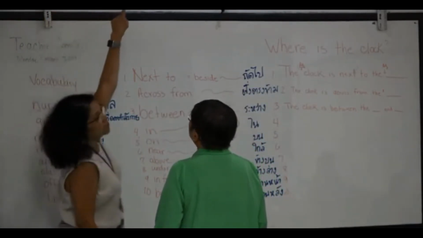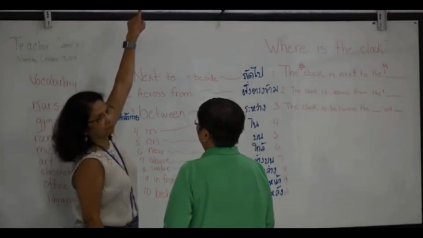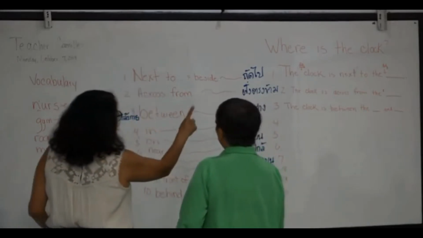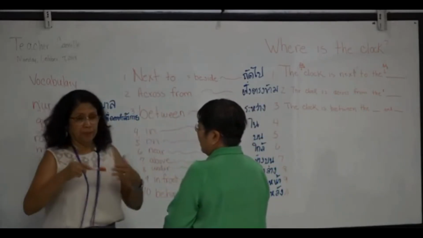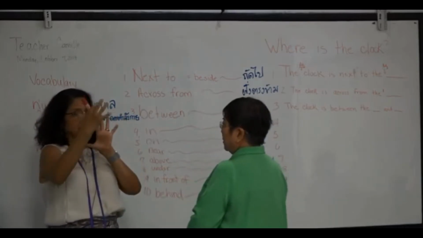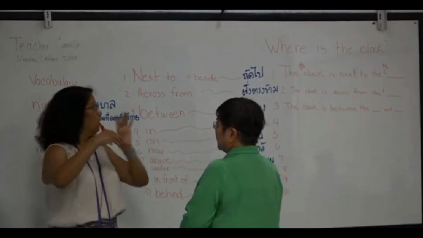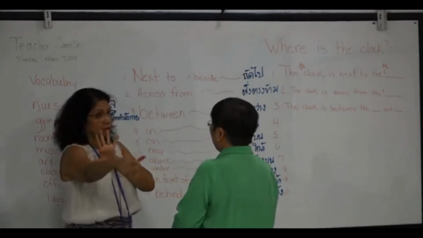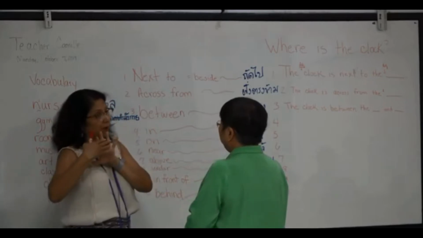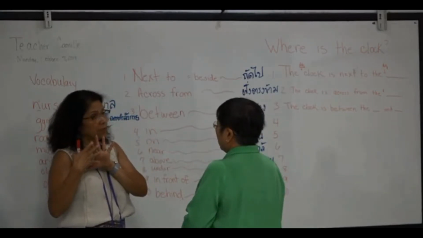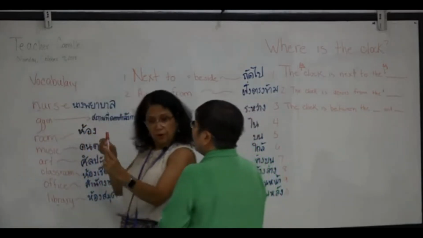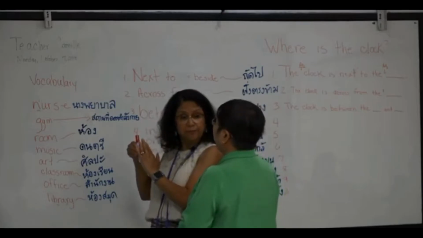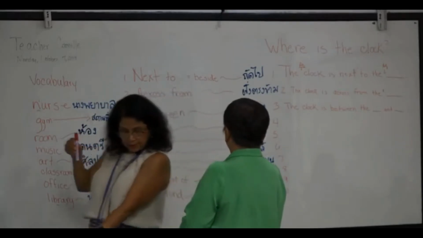Or it's next to the air conditioner. Okay? It's okay if it's misspelled. So the clock is across from... The clock is across from students. Right? Across from students. Across from, the clock is across from chair. Right? The chair. The clock is across from the table.